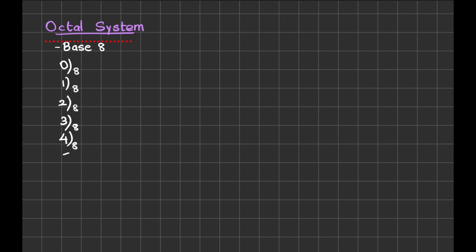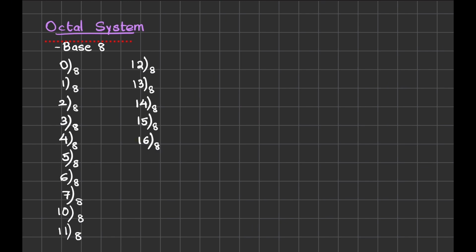Now let's talk about the octal system. The octal system is base 8. It has 8 digits, from 0 to 7. So 0, 1, 2, 3, 4, 5, 6, 7, and after 7 comes 10, because we don't have 8 or 9 in this number system. After 10 comes 11, 12, 13, 14, 15, 16, 17, and after 17 comes 20 instead of 18.